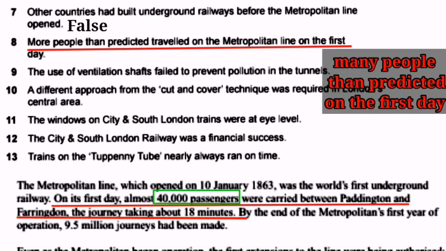So we can say that in the reading passage we can find the exact number of people who traveled on the Metropolitan Line on the first day. We did not read about any prediction that the number of people was more or less on the first day. Whereas question number 8 is many people then predicted traveled on the Metropolitan Line on the first day. So the answer of question number 8 is not given.